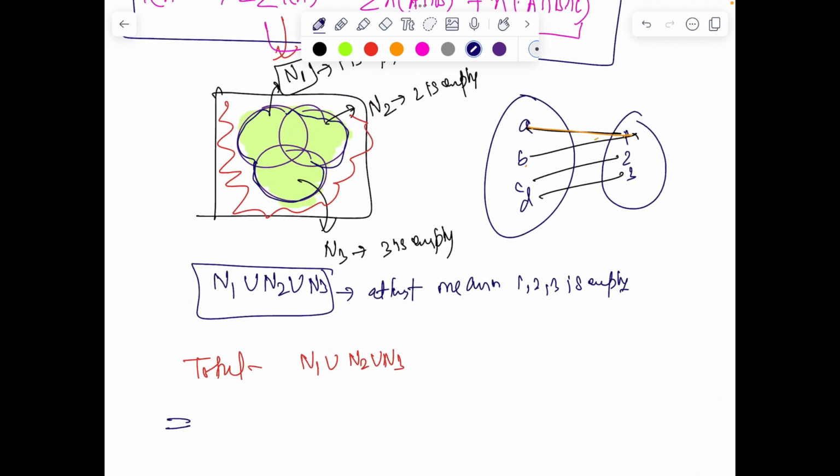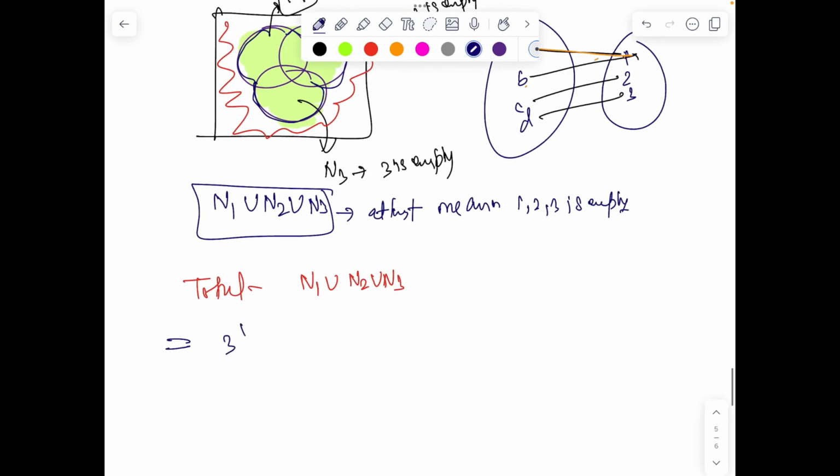Clear? So now what is the total number of functions? Of course I'm counting functions. So we have 1, 2, 3, 4 objects. For everyone we have 3 choices, so 3 power 4, minus, now straight away I'll find n1, n2, n3.